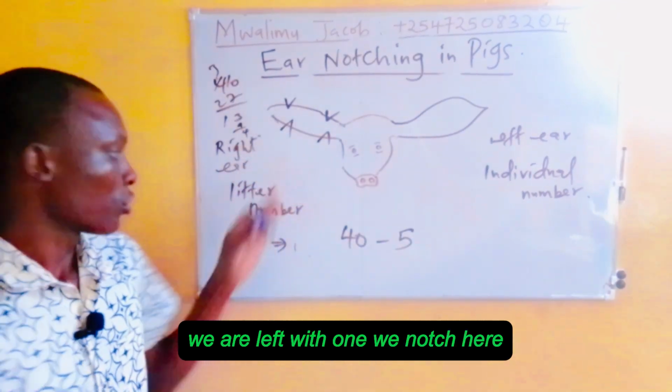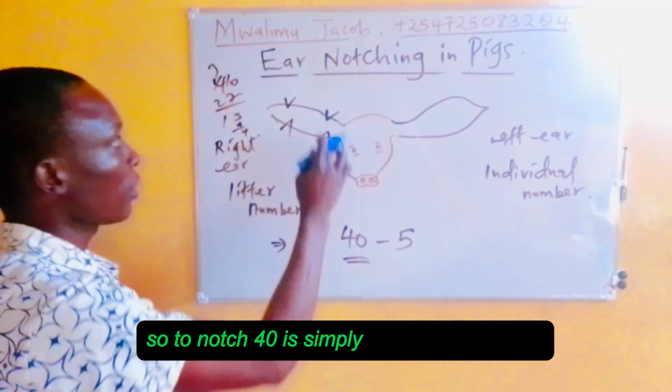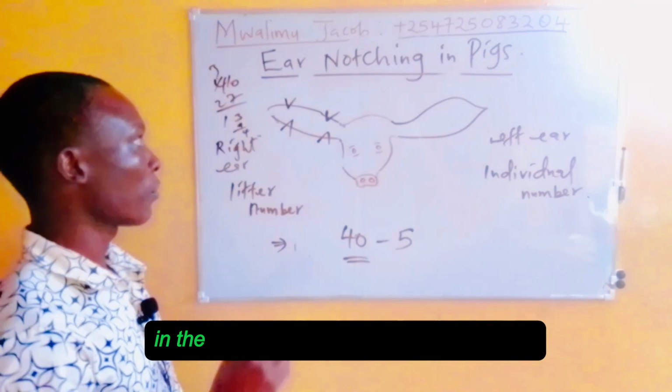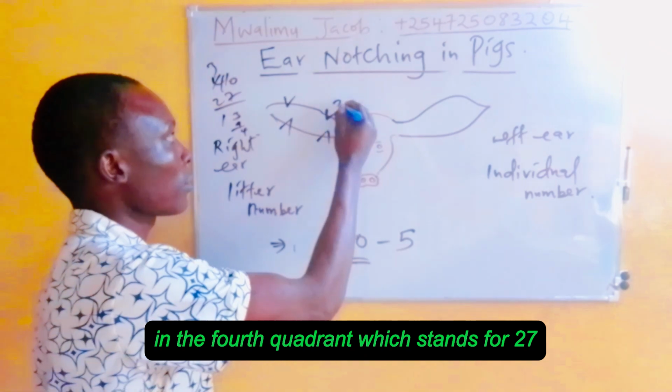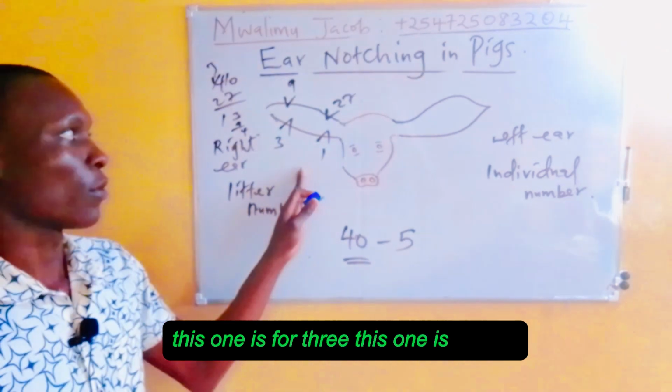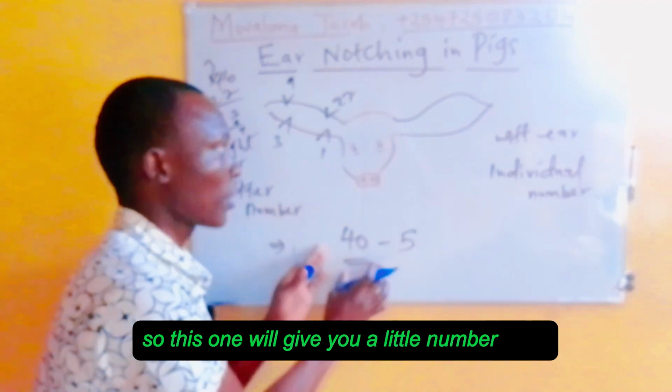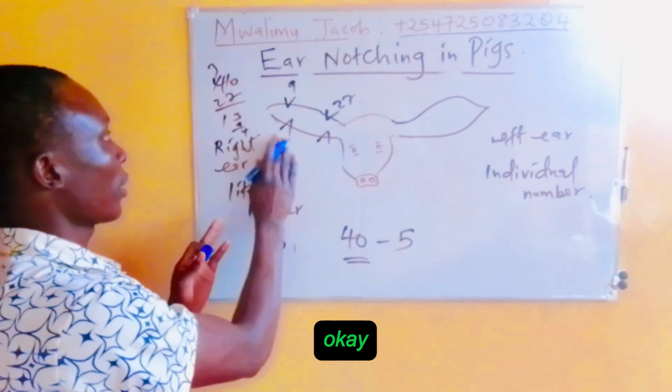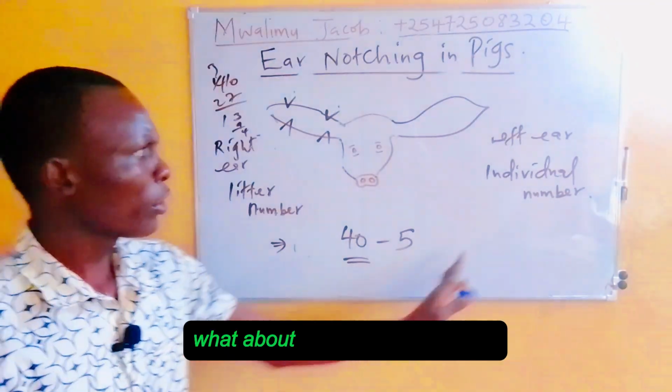We notch here. So to notch 40 is simply 1 notch in the fourth quadrant, which stands for 27. This one is for 27. This one is for 9. This one is for 3. This one is for 1. So this one will give you a litter number of 40. Okay. What about the individual number?